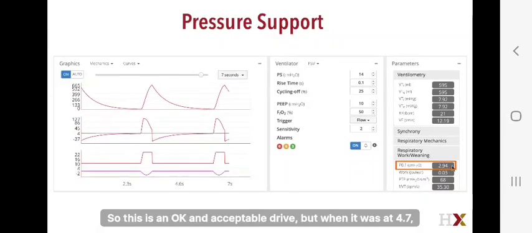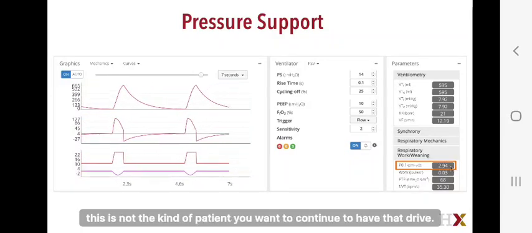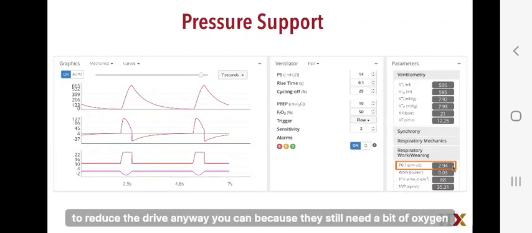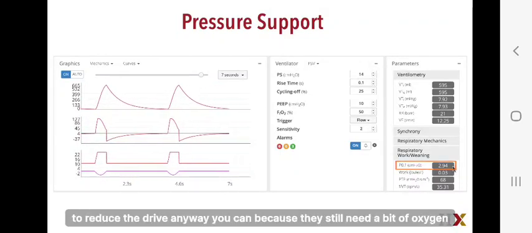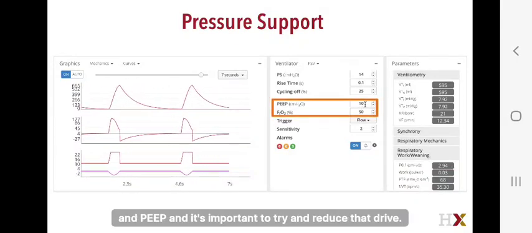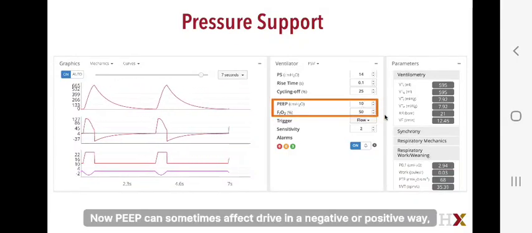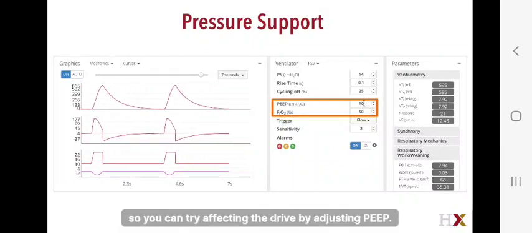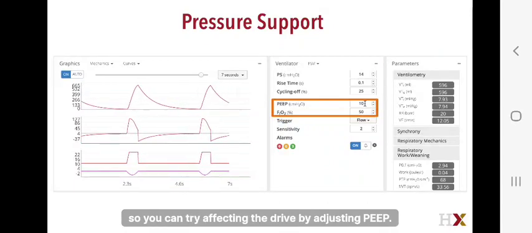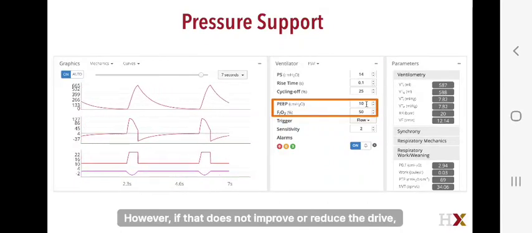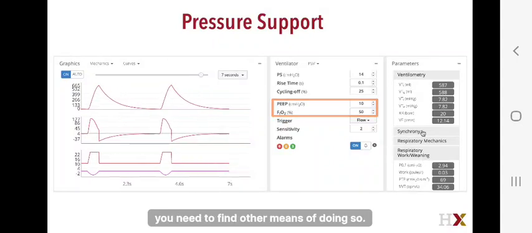But when it was at 4.7, this is not the kind of patient you want to continue to have that drive. You want to be able to try and address it and try to reduce the drive any way you can, because they still need a bit of oxygen and PEEP, and it's important to try and reduce that drive. Now, PEEP can sometimes affect drive in a negative or a positive way. So you can try affecting the drive by adjusting PEEP. However, if that does not improve or reduce the drive, you need to find other means of doing so.